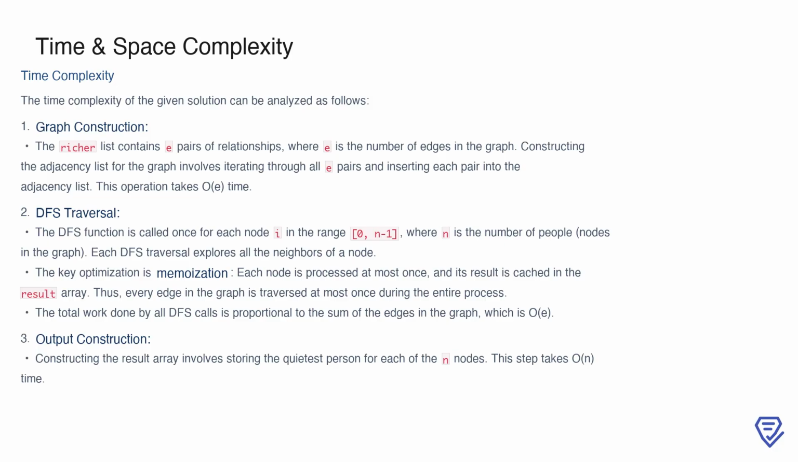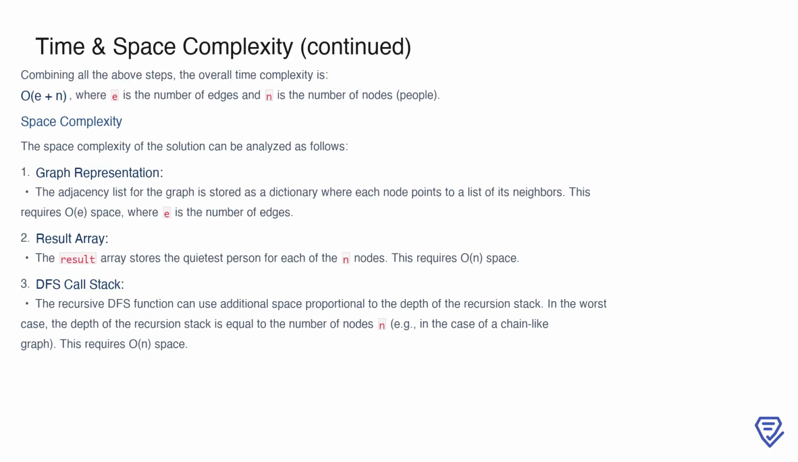By summing these steps, we can start to see how the time complexity forms. When we combine all the steps, graph construction, DFS traversal, and result construction, the overall time complexity becomes O(E) plus n, where E is the number of edges and n is the number of nodes.